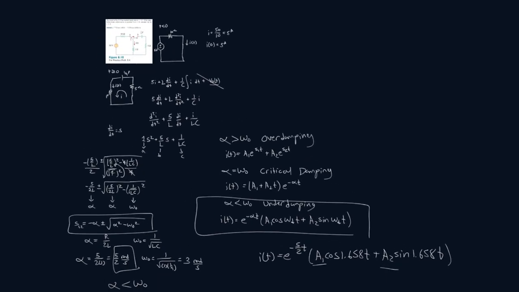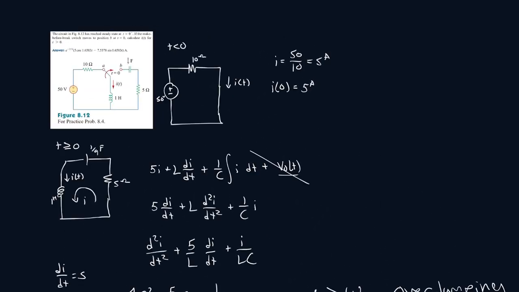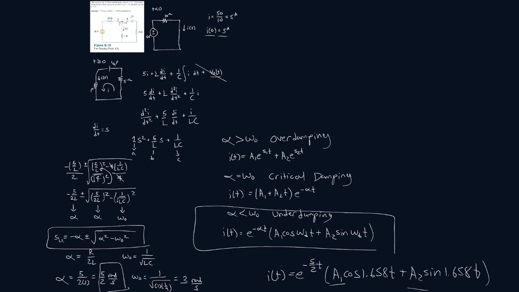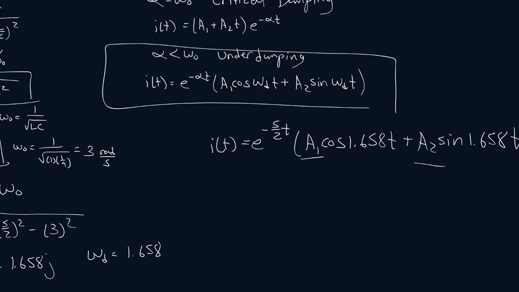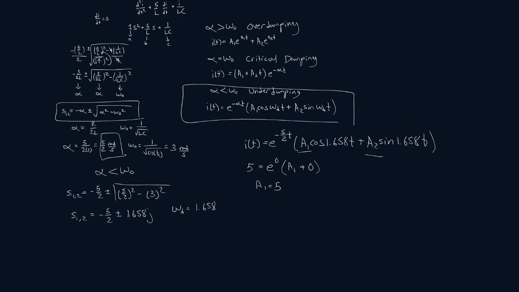So to solve for A1, it's going to be easy. We know that when t was equal to 0, our current was equal to 5 amps. So we can put 5 here and put t to be 0. Okay, and then we see A1 is literally just equal to 5. Alright, so now we can just put that into here.